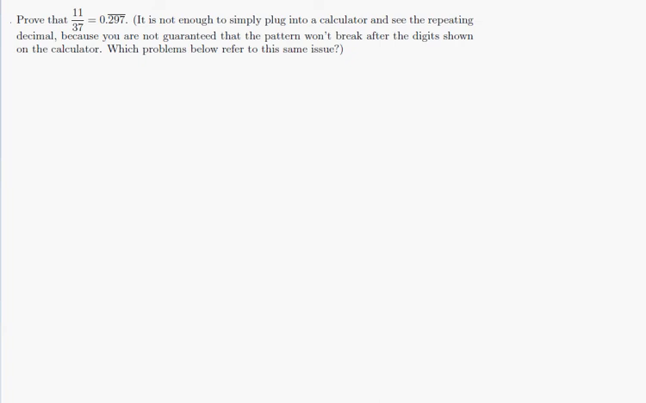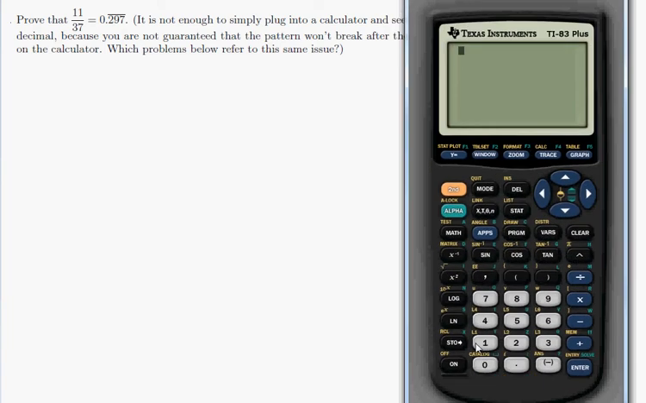Prove that 11 divided by 37 is 0.297 bar. And it's not enough to just simply plug into a calculator and see that the pattern looks like it works. So if I just simply take 11 divided by 37, lo and behold, it does look like the pattern does work. 0.297, 297, 297, and 3 because the 9 rounds up to 3 in the last place here.